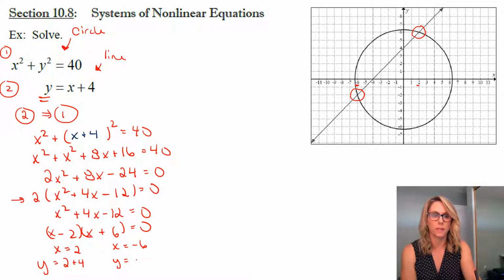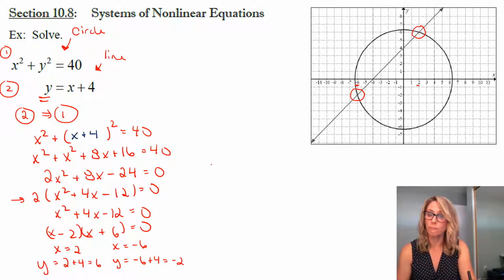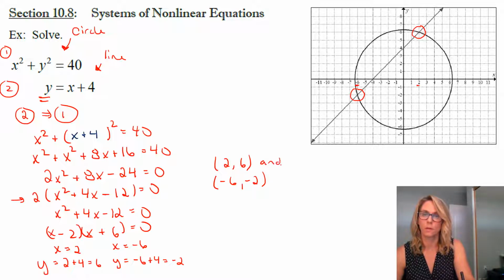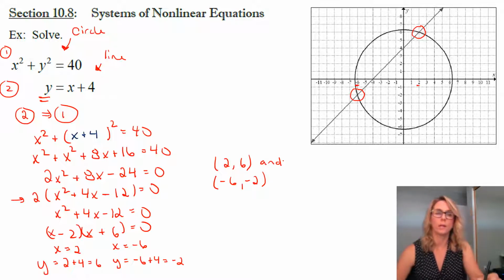So x is negative 6 plus 4, so we end up with 6, and we end up with negative 2. So our solution here, there are 2 solutions, 2 things that make this true, so do notice that. We have 2 comma 6, and we have -6, -2. So those are our two solutions to this nonlinear equation.